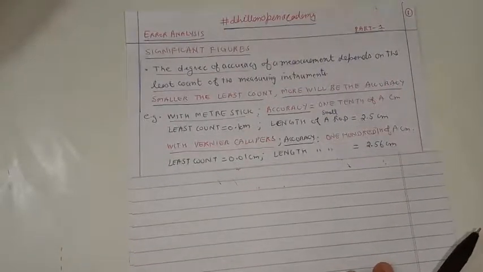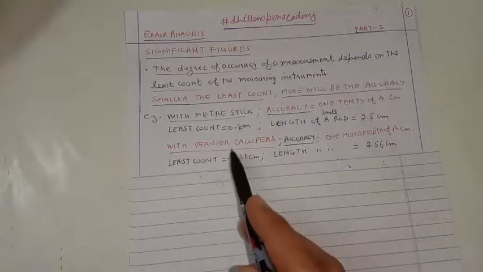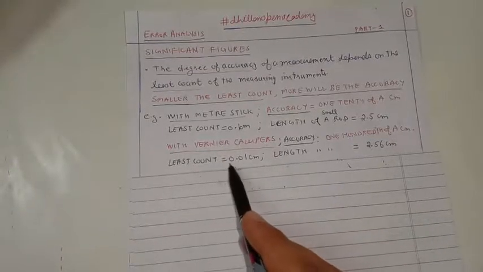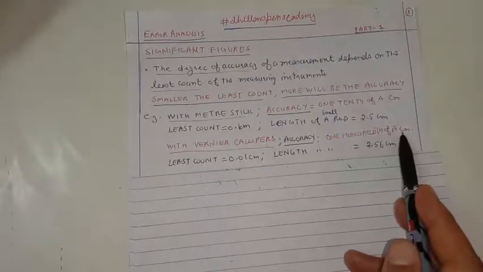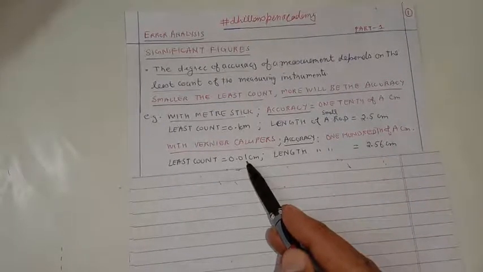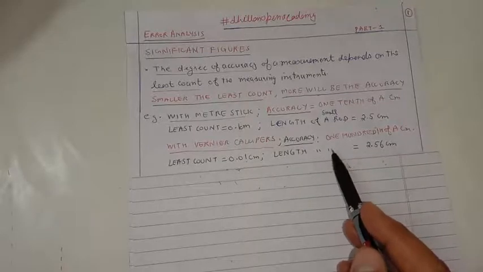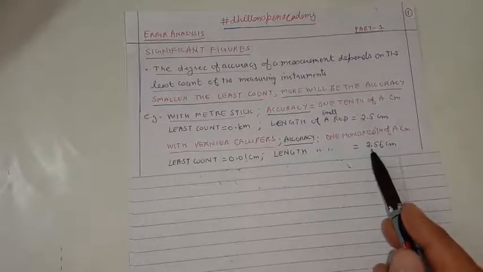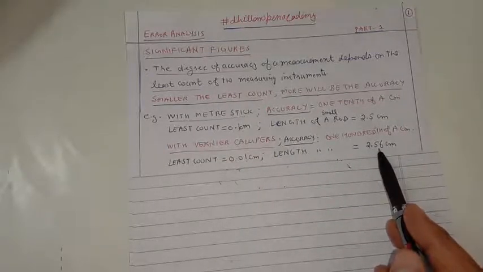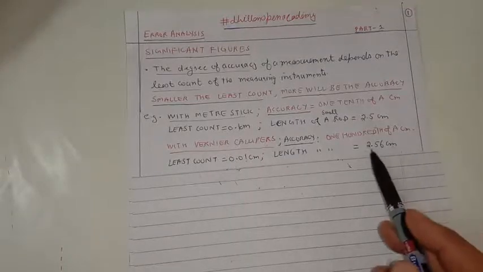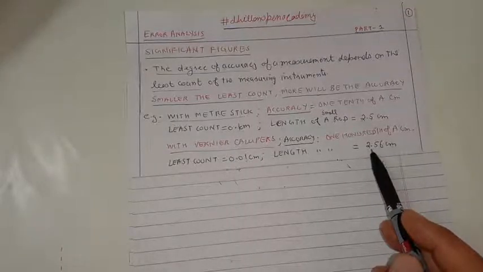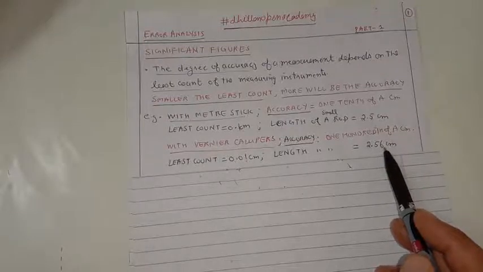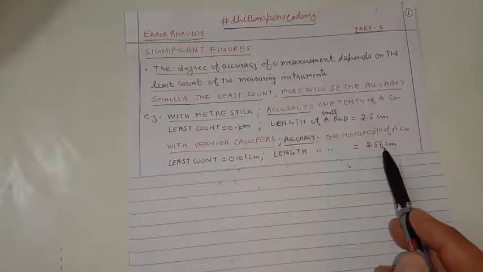So, in order to increase the accuracy, we can take the help of vernier calipers, which has a least count of 0.01 centimeter, accuracy 1/100th of a centimeter. That means it can measure the observation up to second decimal place. Suppose the length of the same rod measured with the vernier caliper comes out to be 2.56 centimeter. So in this case, the result is expressed up to second decimal place.